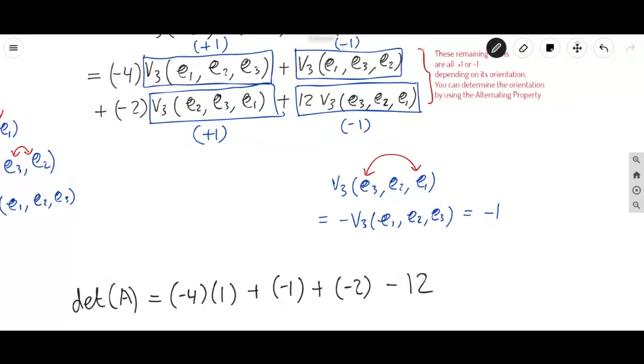Okay, this is what happens when we do that. And if you add this up, this is -4, -5, -7. So you end up with -19. So that's going to be your answer. That's going to be the final answer to your problem.